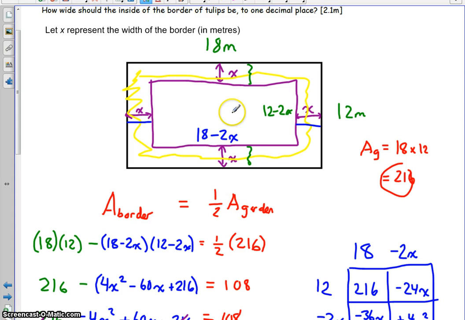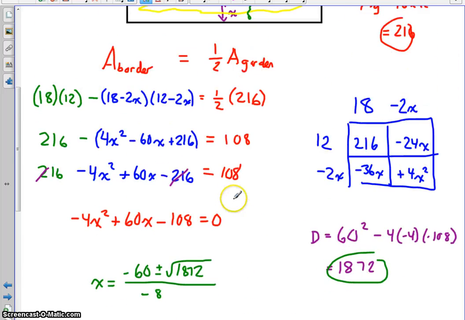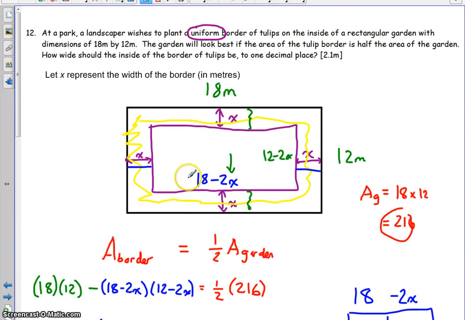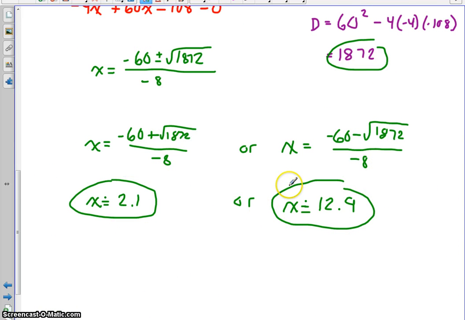The other way you could think about it is you put 12.9 into this dimension for x. 18 minus 2 times 12.9 is going to be negative. So even though the value of x itself is positive, it would give you a negative length for the dimension of the inside garden. So this particular one here, x equals 12.9, is invalid or inadmissible.